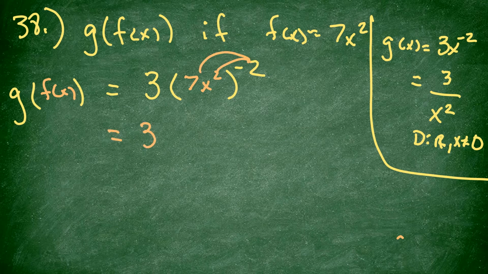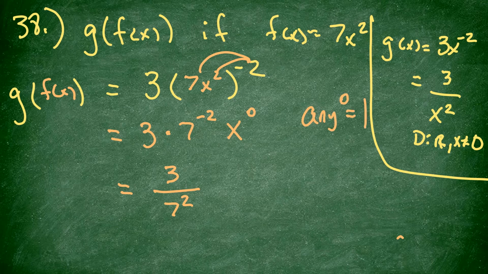So I end up with 3 times 7 to the negative second power, x to the 0 power, and I end up with 3 over 7 squared. Anything to the 0 power equals 1. So that turns into 1. So my g of f of x just turns into 3 over 7 squared, which is 3 over 49. All right?